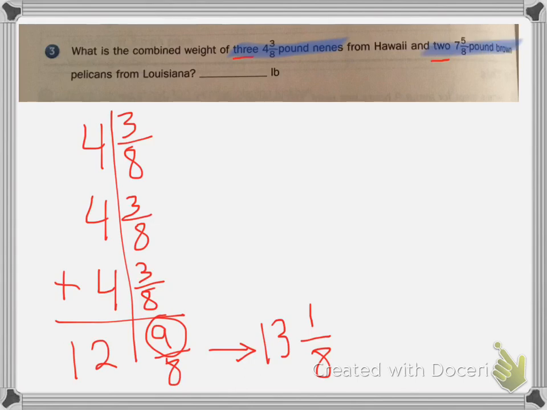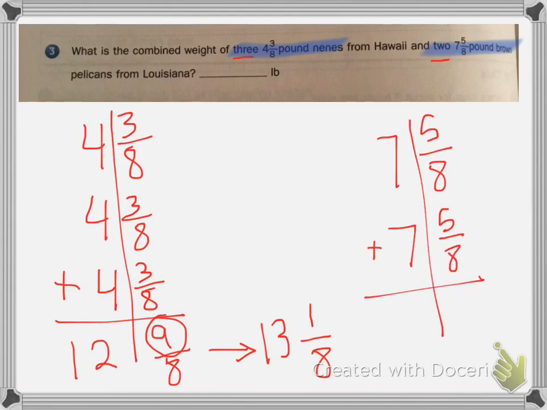We have 2 7 5/8 pounds brown pelicans. So 7 5/8 2 times. 5/8 plus 5/8 is 10/8. 7 plus 7 is 14. 14 10/8. Now I'm going to need to regroup this. I'm trying to think where I'm going to write it. Let's take it up here.